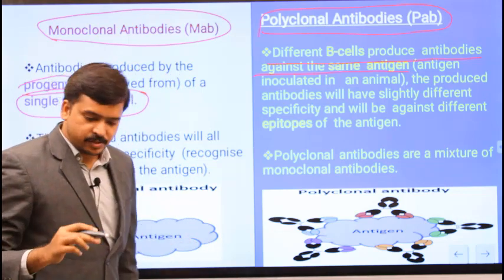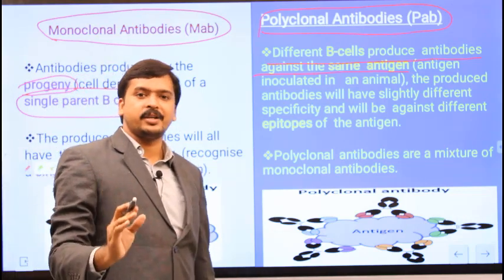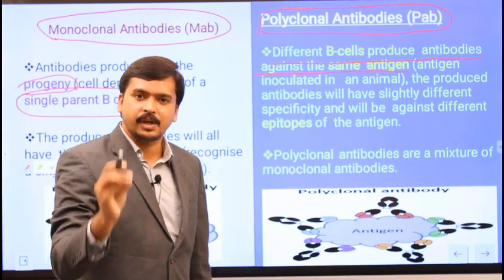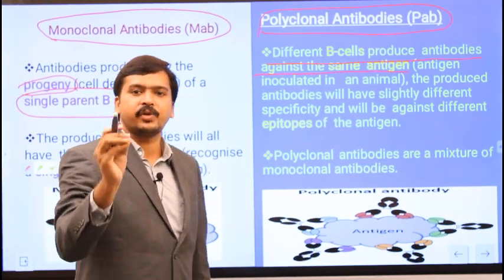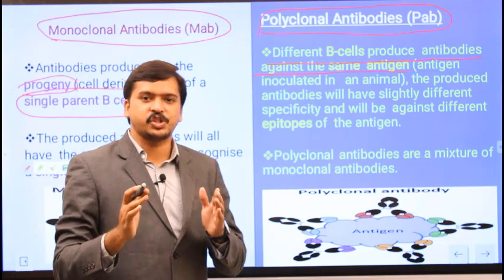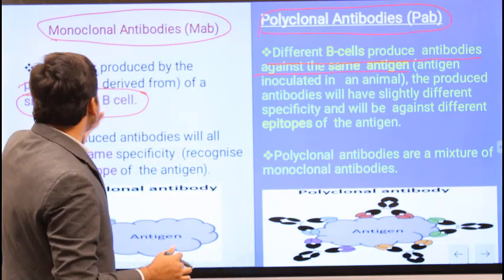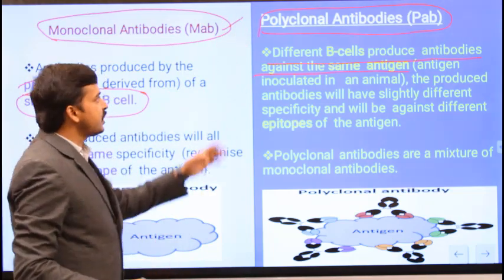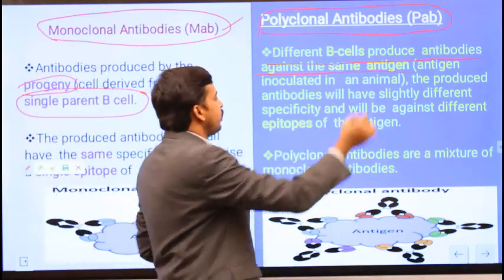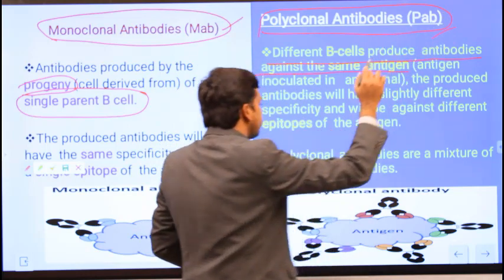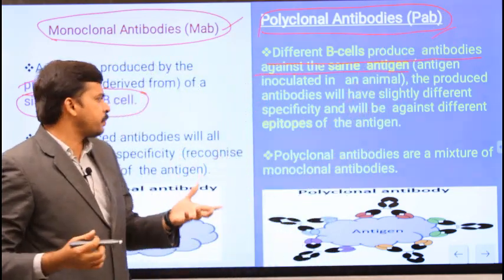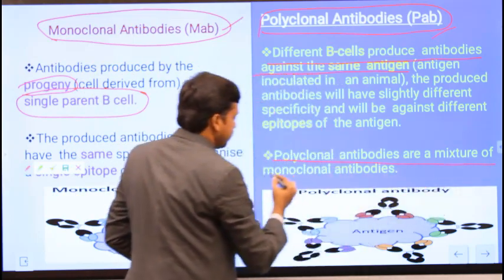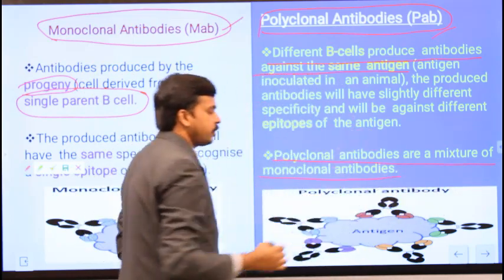So in both the cases, you should remember the antibody is specific for an antigen. But from the same type of B cell or from different types of B cells is the actual scenario. If it is from the same type, then we call them monoclonal antibodies. If it is from different B cells, then we call it polyclonal antibodies. So basically, polyclonal antibodies are a mixture of monoclonal antibodies.